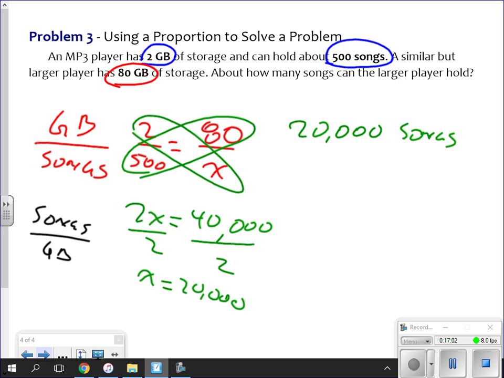I need to have gigabytes on top of both of the other ones. I have songs on the bottom. I need to have songs on the bottom of both the other ones. If I flipped it over, I just have to flip over both of them. You'll still get the same answer. That's the nice thing about proportions. It doesn't matter which one you start with, but as long as you keep the units straight, you'll get the right answer anyways. Proportions are some of the easiest word problems to solve.